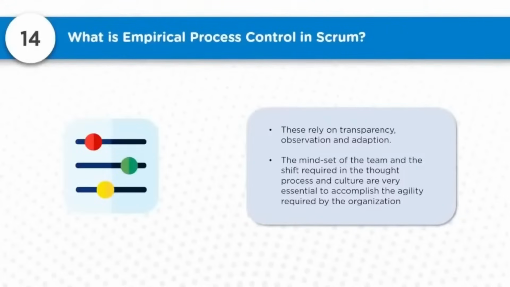The mindset of the team and the shift required in the thought process and culture are very essential to accomplish the agility required by the organization. So the mindset of the team is very essential, and adoption of process, compliance to the process, the culture, the behavior obviously play a very important role when you do something within the organization. So that needs to be done as per the need, which should complement the business objectives. Very important. And that should be based on facts, not on some thoughts or assumptions or ideas.